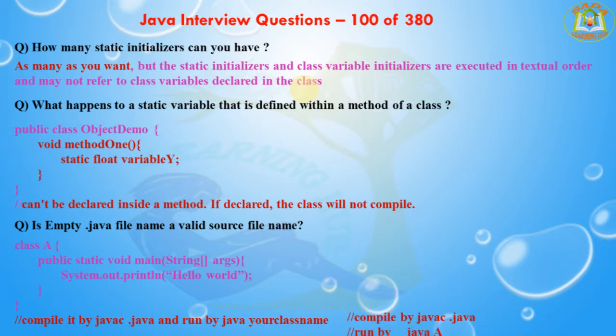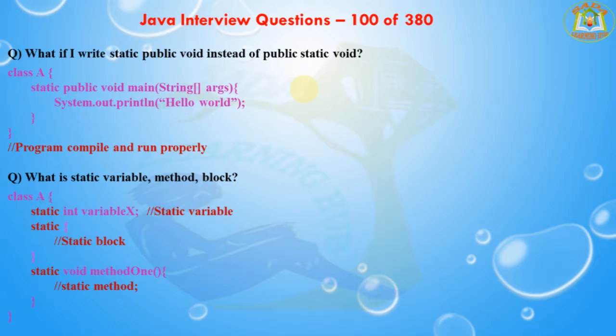The next question is, what if I write static public void instead of public static void? The program compiles and runs properly. We can shuffle it. It's not at all a problem.